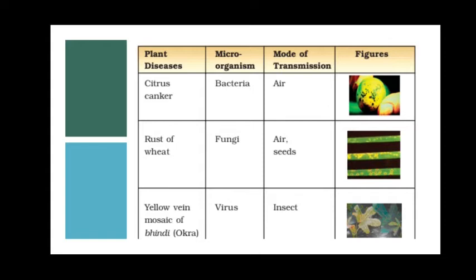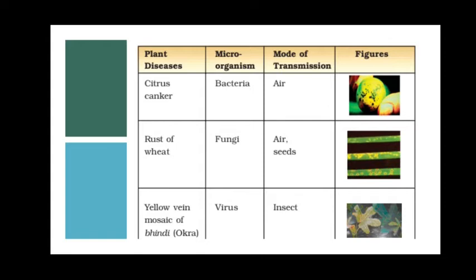Rust of wheat is a disease which is caused by a fungus, and you can see the yellow spots appearing on the leaf of that wheat plant. The third one is yellow vein mosaic of bendi, that is okra. So this is also a viral disease which is spread by insects on the leaves of that bendi plant. You can see the yellow spots, especially on the midribs or the veins.